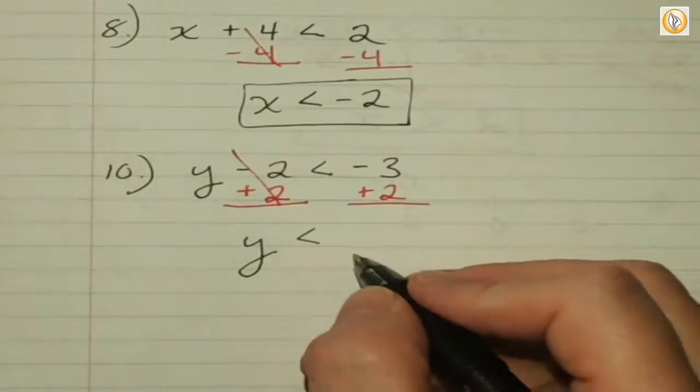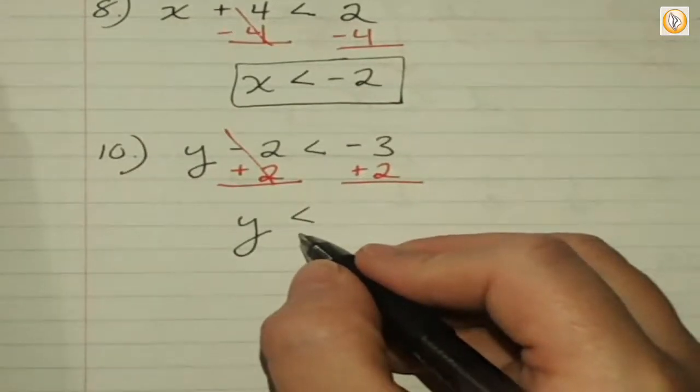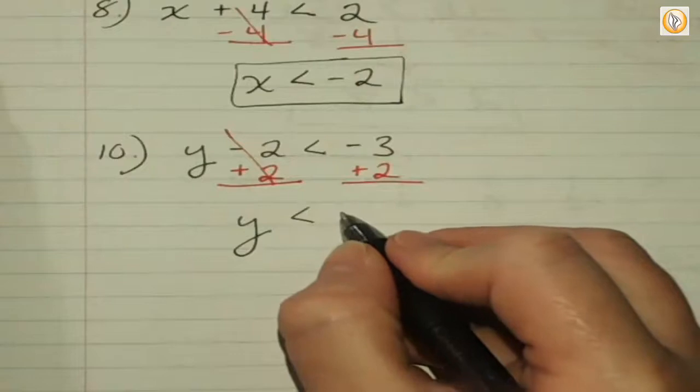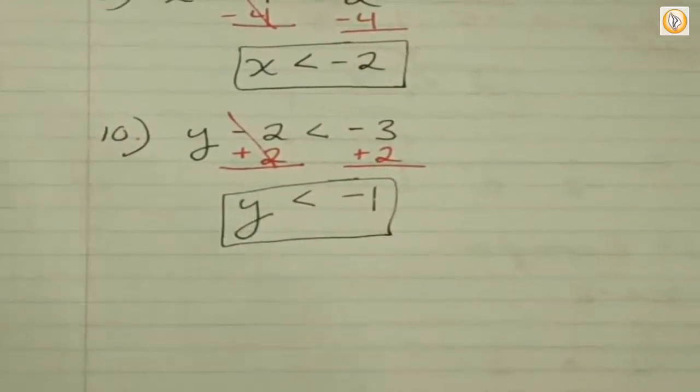So Kelly, what would this be? It would be y is less than negative 1. Yes. Okay, I got it right. I was expecting to get it wrong.